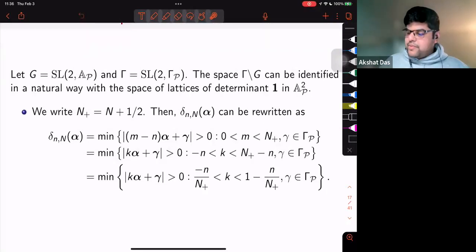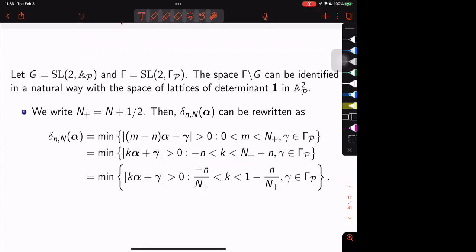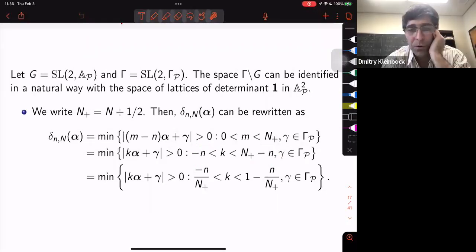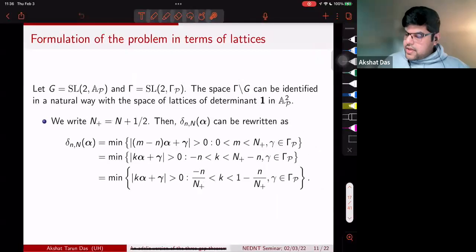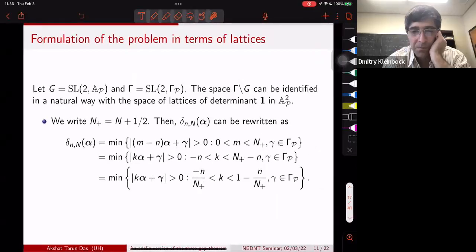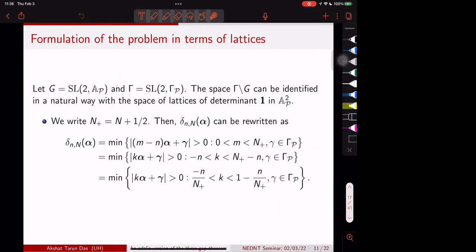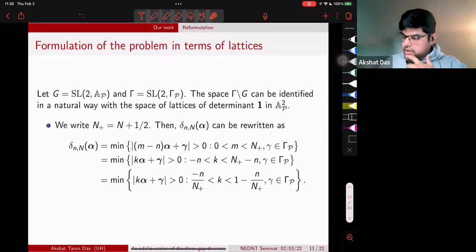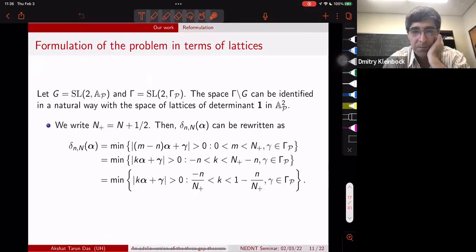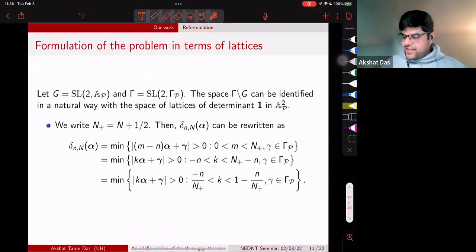So basically, we are dividing by n plus, and I think there should be a 1 over n plus on the outside as well. So what we did here was that we divided this whole thing by n plus. But then k should also be divided by n plus in the middle, no? Probably it's just a misprint. Yes, you're right. I think that is a typo.